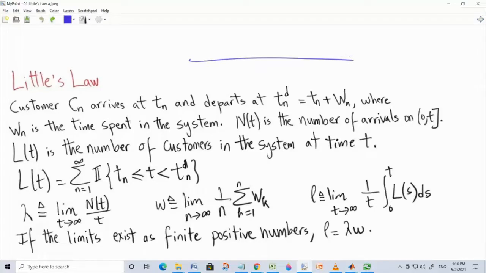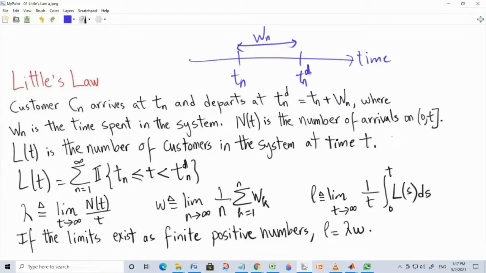So this is the time axis, and customer Cn will arrive at this instant of time. There will be some time waiting for the service, and then there will be service, and departure will happen at this instant of time, and so this is Wn. N of t is the number of arrivals in (0, t]. L of t is the number of customers in the system at time t. Note that there are basically two processes going on: an arrival process, and a departure process. Once the customers finish their services, it is assumed that they immediately get out of the system.